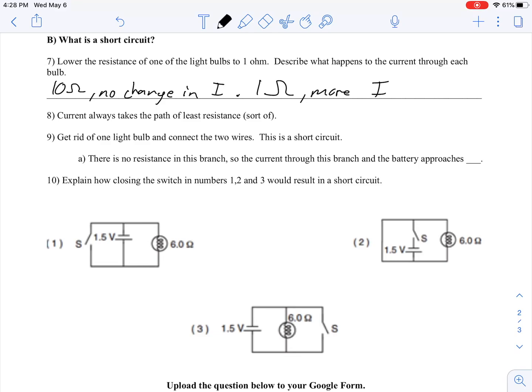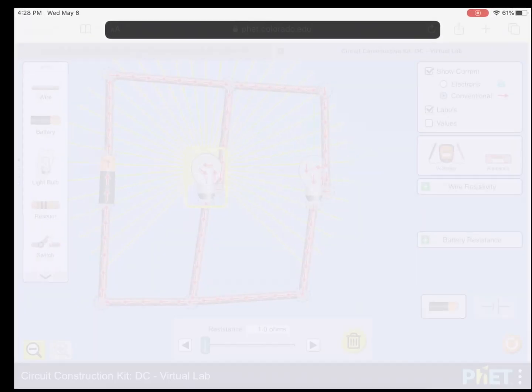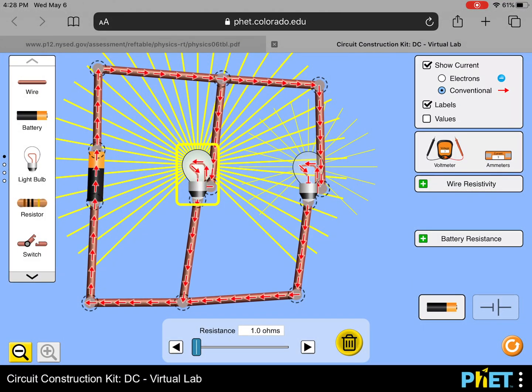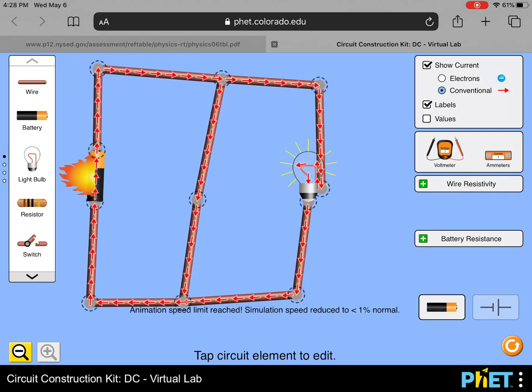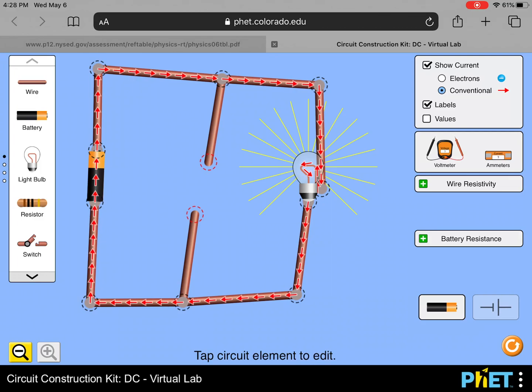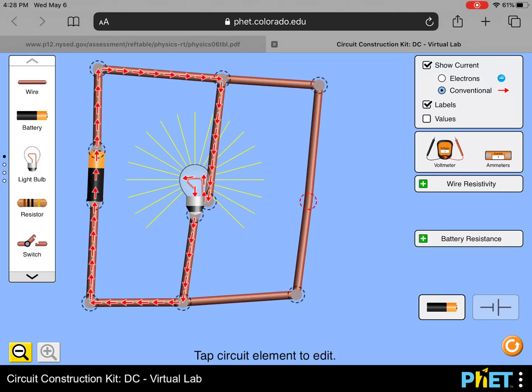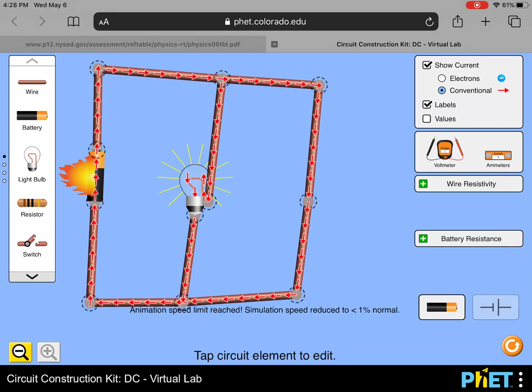So let's create a short circuit. So I'm going to get rid of that light bulb on the left entirely. Okay, and I'm going to create what we call a short circuit. So we're going to get rid of this light bulb. We're just going to connect these two wires. Now notice what's happening there. Actually, I want to go back for a second. I'm going to create a short circuit actually on the right. I think it does a better job of depicting it.